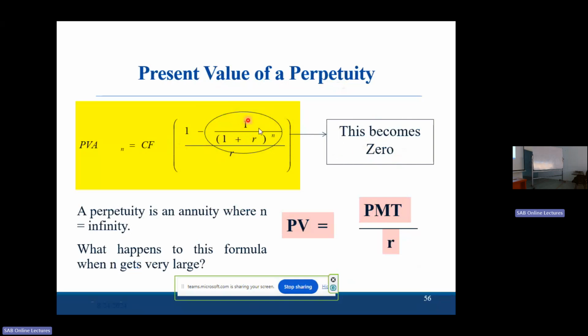In financial mathematics, we can prove this. When n goes to infinity, the 1 upon (1 plus r) to the power n part approaches zero. So ultimately, the present value of the perpetuity is equal to the cash flow divided by r. PMT means periodic payment or the cash flow. Cash flow divided by r. That's all. If it is a perpetuity type cash flow and you want to calculate the present value, simply divide the periodic payment by the discount rate or the interest rate.